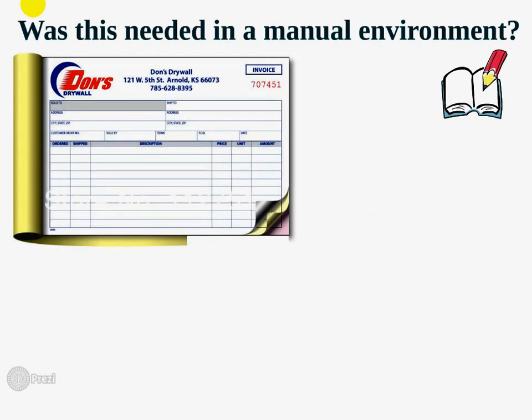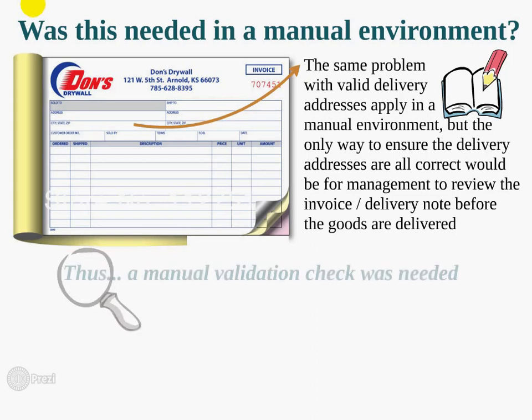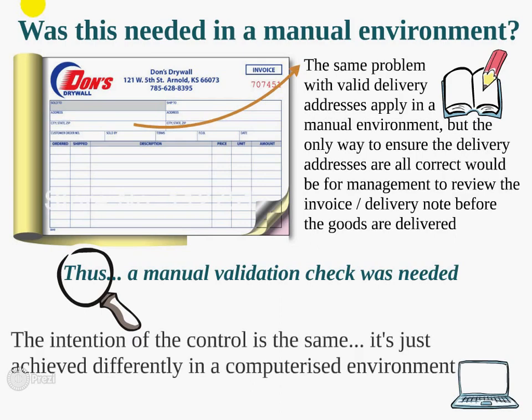Was this needed in a manual environment? There we've got a little manual invoice. The same problem with valid delivery addresses applies in a manual environment, but the only way to ensure the delivery addresses are all correct would be for management to review the invoice or delivery note before the goods are released. Thus, a manual validation check would be needed. The intention of the control is the same, it's just achieved differently.